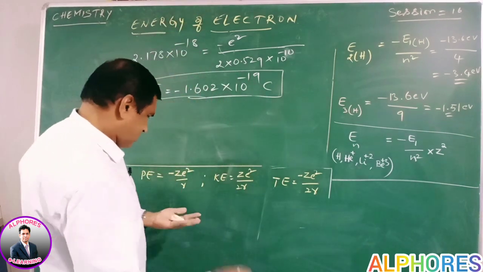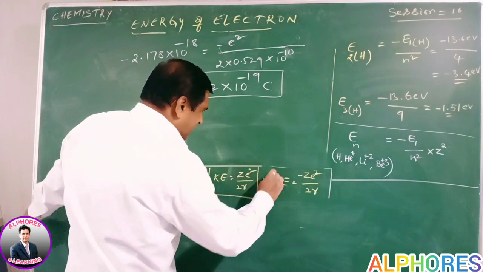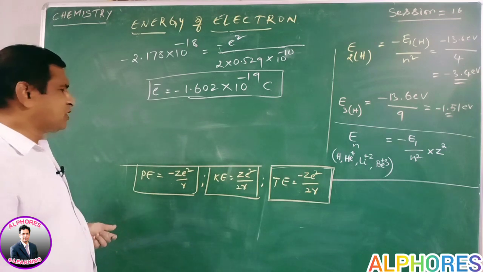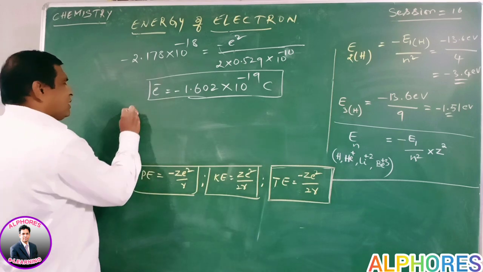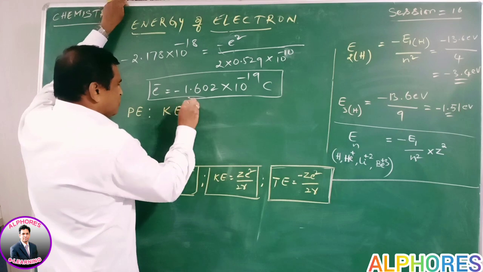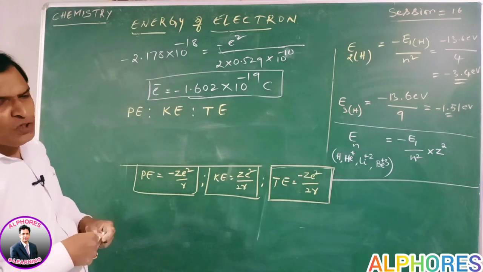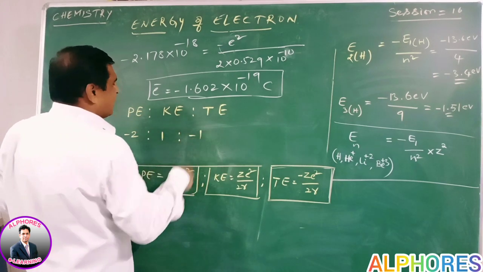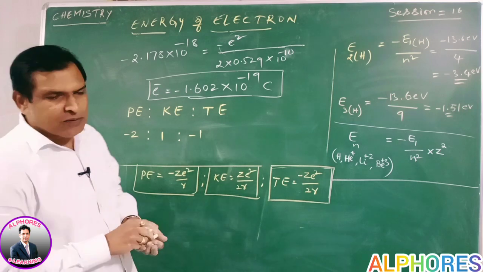It is like this. This is potential energy, this is kinetic energy and this is our total energy. We should remember them. You can expect the ratio of kinetic energy to potential energy, or total energy to potential energy, or anything else. The ratio between potential energy, kinetic energy and total energy is minus 2 is to 1 is to minus 1.